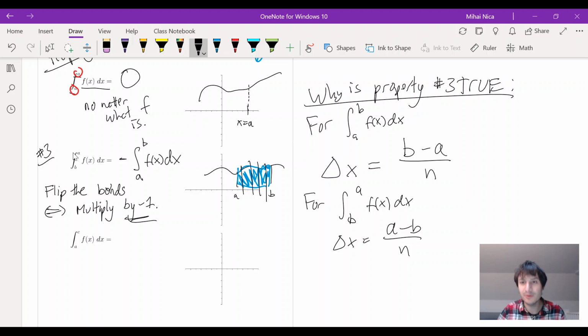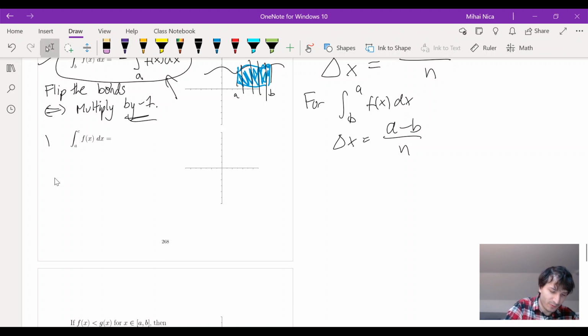Why is property number 3 true? It has something to do with the definition of the delta x's in the Riemann sums. What is property 3? Property 3 is just saying this. You should definitely know property 3. We're not going to ask you why it's true, although, if you understand it, it means you're understanding what a Riemann sum is, and so on. Okay, that's property 3.